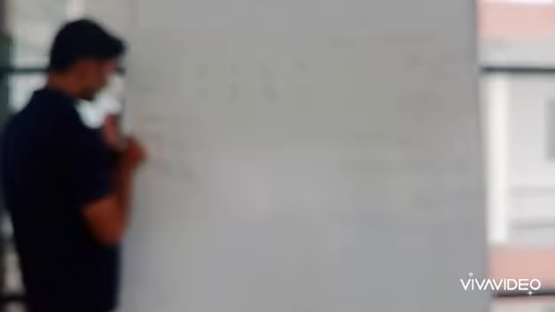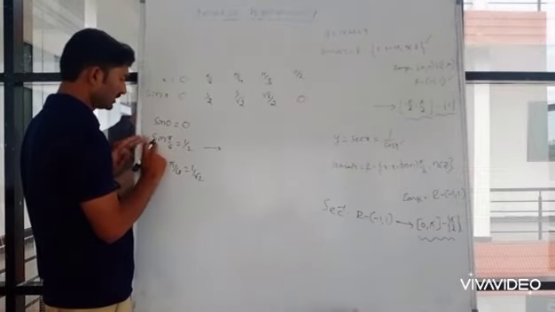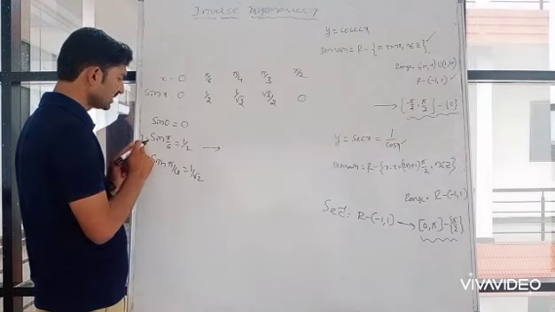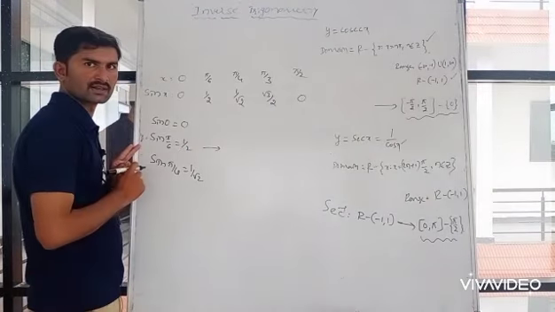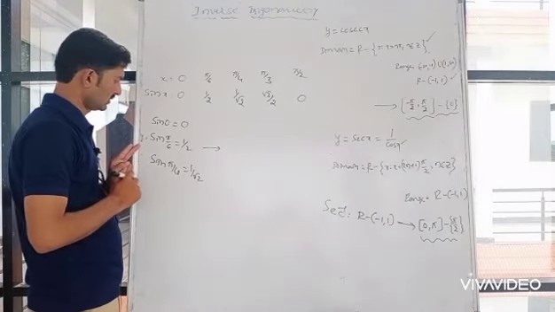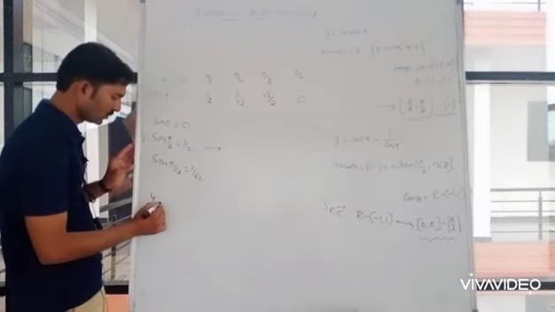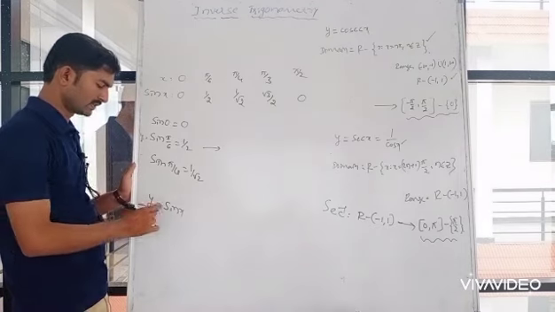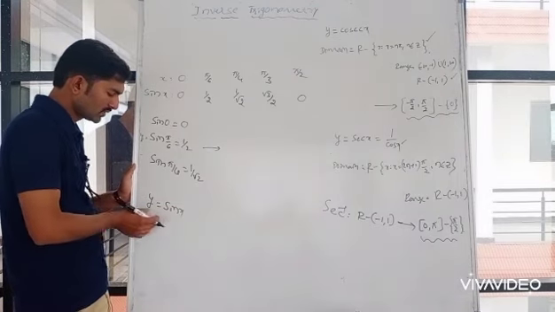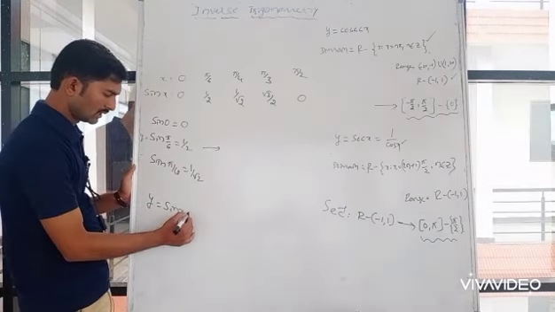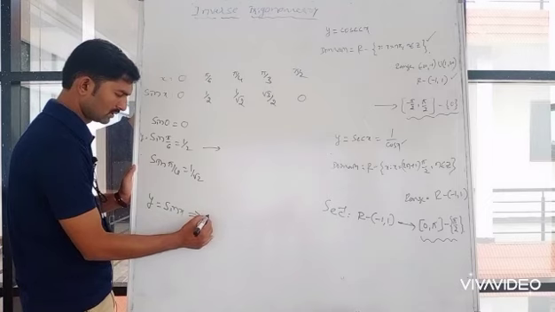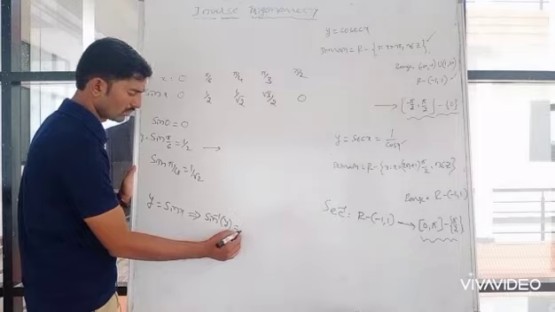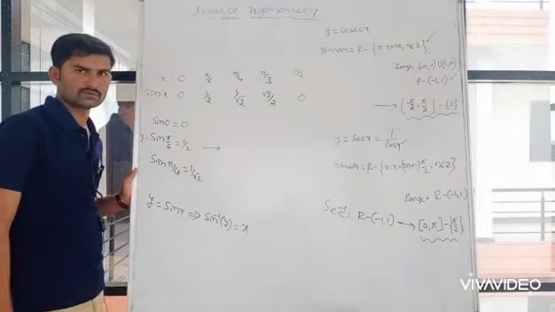So this is y, y is equal to sin(pi/6), which is 1/2. Okay, so in place of y, 1/2 is there. Correct? y is equal to sin x. If I want the inverse, then take this sine function to the left hand side, which implies sin inverse of y is equal to x. Okay.